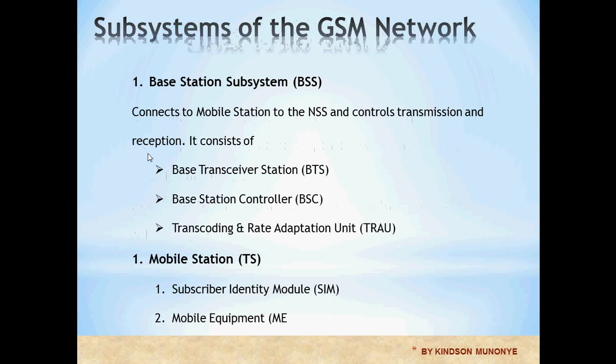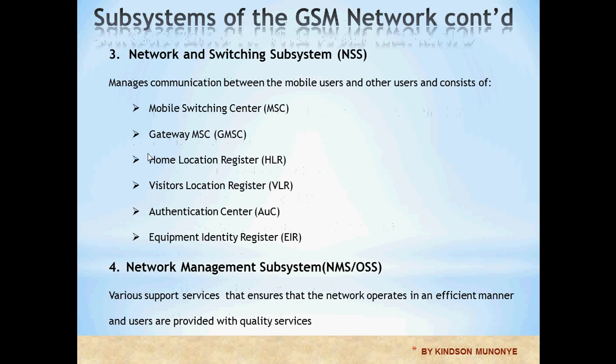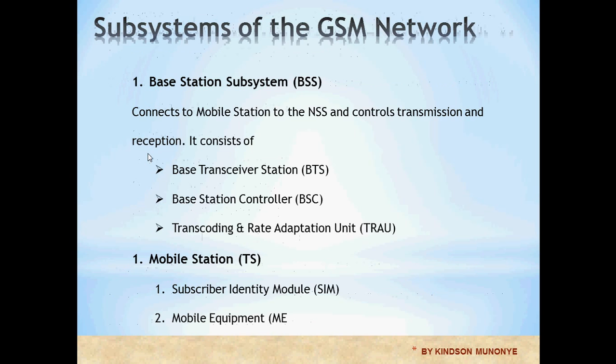We want to discuss the subsystems of the GSM network. Basically, we have four subsystems. One, the BSS, known as the base station subsystem. Then we have the mobile station, the MS. Then we have the network and switching subsystem, the NSS. Then we have the network management subsystem, the NMS, sometimes called the operation and support subsystem. So let's start with the base station subsystem.